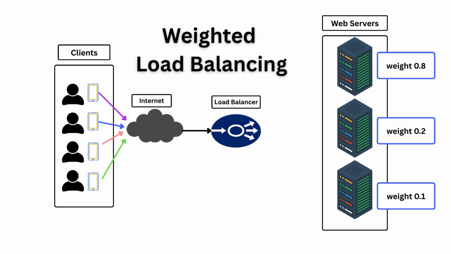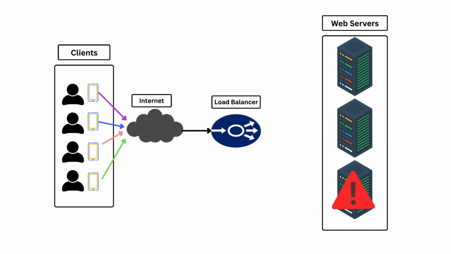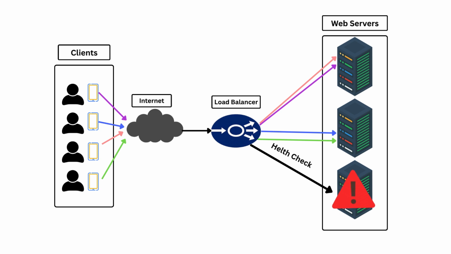But in real systems, not all servers are equal. Some are more powerful than others. So we send more traffic to stronger servers. This is called weighted load balancing. Now, here's something critical. How does the load balancer know if a server is down? It continuously performs health checks. If a server fails, it automatically stops sending traffic to it. This is what makes systems reliable.